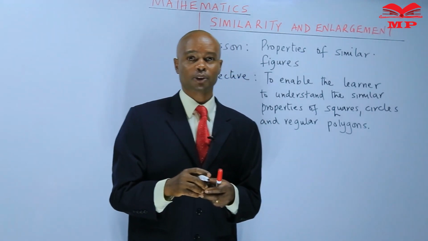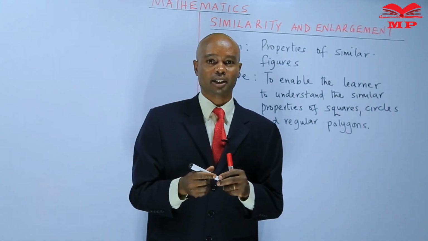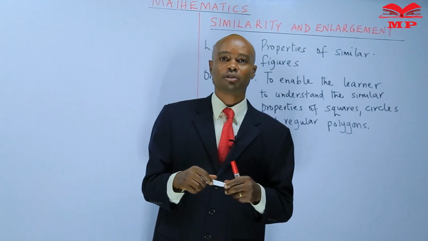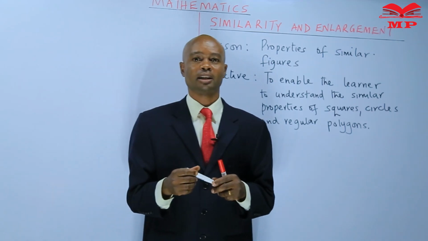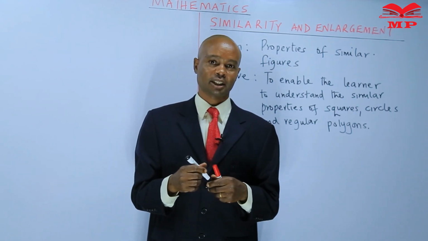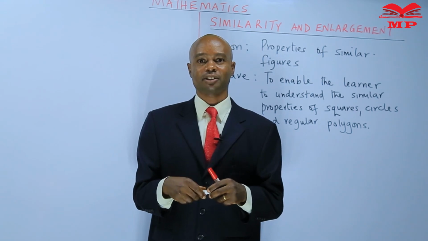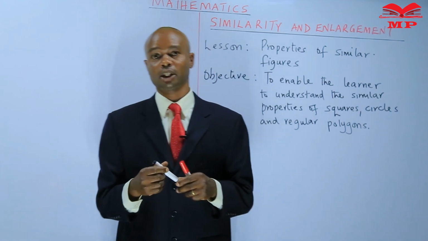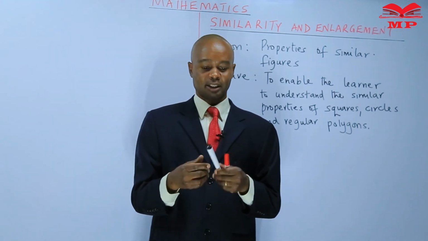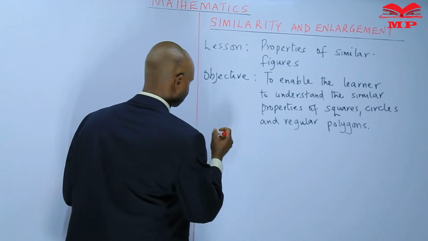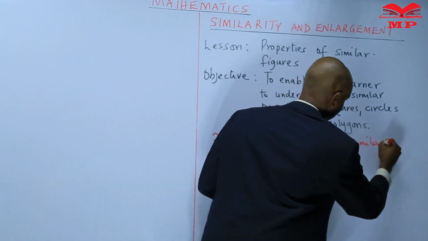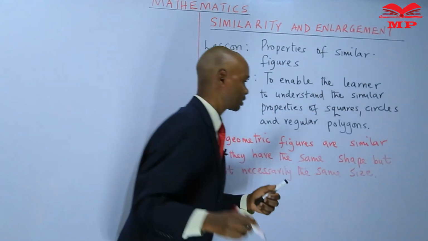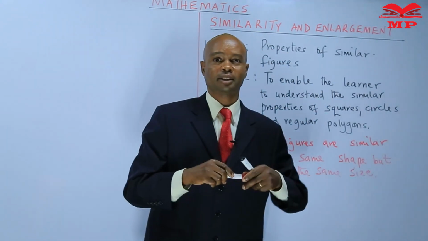But one is asking, there is this word similarity. What is similar? Two figures are said to be similar if they have the same shape but not necessarily the same size. If you look at them, they look similar, but they don't need to be of the same size. So two geometric figures don't need to have the same size.